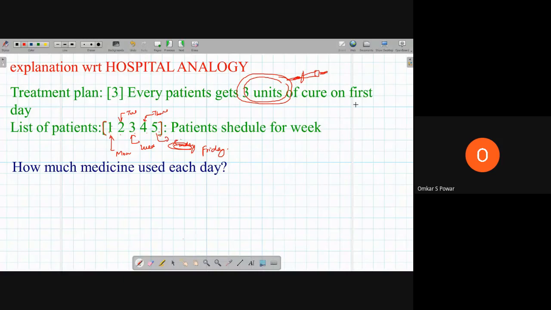So for every day there will be 3 units, and there will be patients: 1 patient on Monday, 2 on Tuesday, 3 on Wednesday, 4 on Thursday, and 5 on Friday. So my question to you is, how much medicine is used on each day?